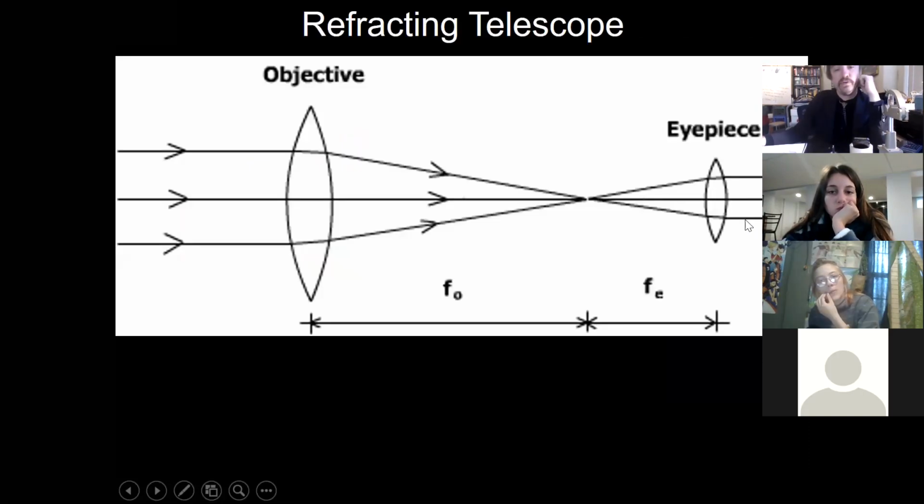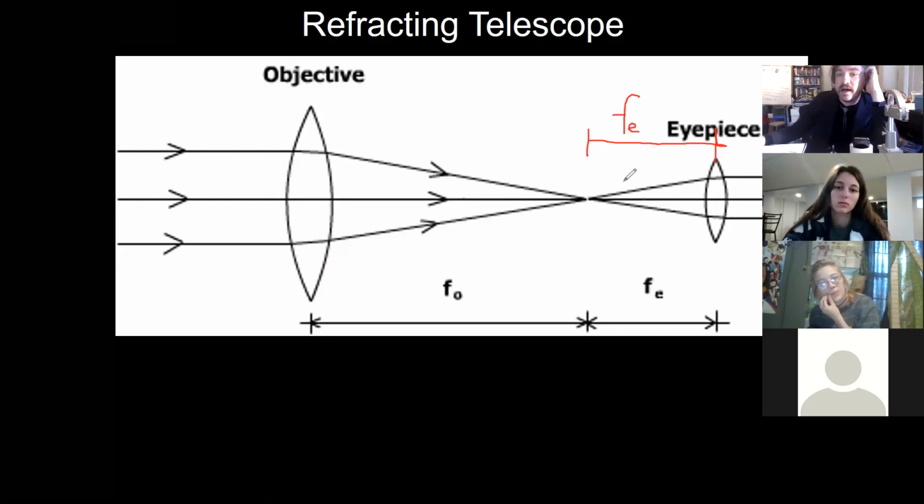Let's strip away the paper tube for a second. Light comes in through the objective. It's brought to a focus point at the focal length of the objective lens over here. Then you take a second lens called the eyepiece, and you put the eyepiece at just the right distance away, where the distance from the focus point to the lens is the focal length of the eyepiece, f sub I. Then the rays of light will come out of the lens, and they will be parallel once again.